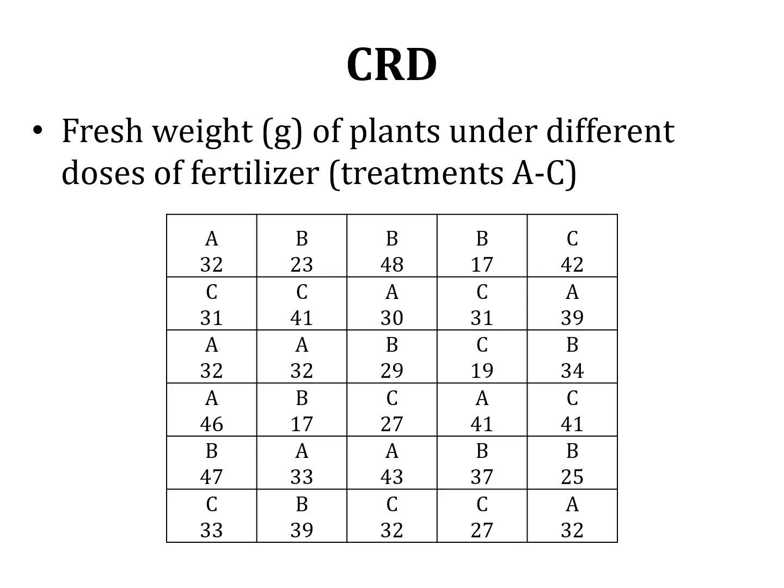So in this data, you can see that part number 1, or experimental unit 1, was given treatment A, and the response is 32 grams. Part number 2, or experimental unit number 2, was given treatment B, and the response is 23 grams. The next experimental unit received treatment B, and the response is 48 grams. The next one received treatment B, and the response is 17 grams. And the next one received treatment C, and the response is 42 grams.